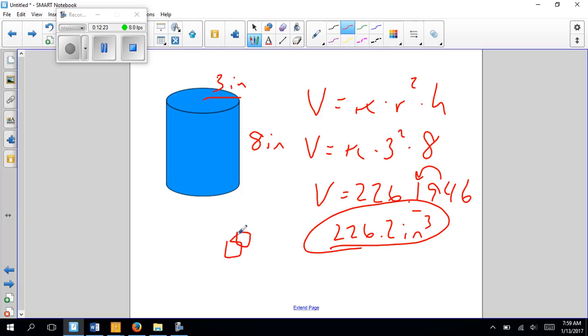could fit 226.2 little inch cubes inside that cylinder. That's what volume means. Question number 3.